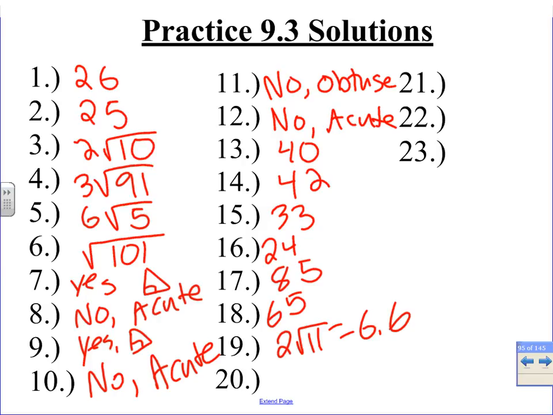10 squared is 100. 12 squared is 144. No, subtract, because you're solving for b. They gave you the hypotenuse, so you need to find b. Okay. All right. Geo, number 20.